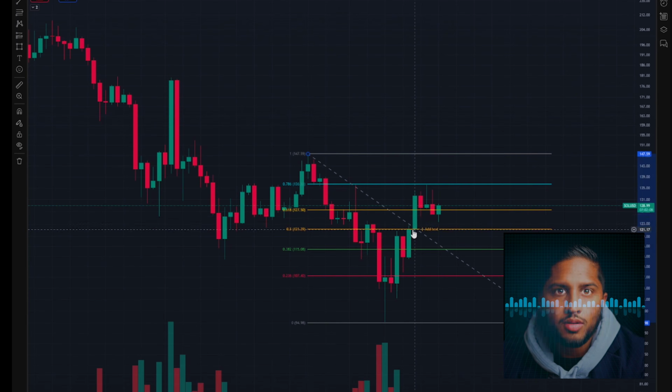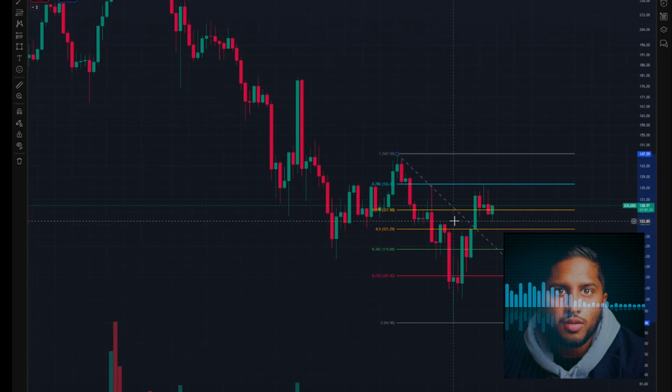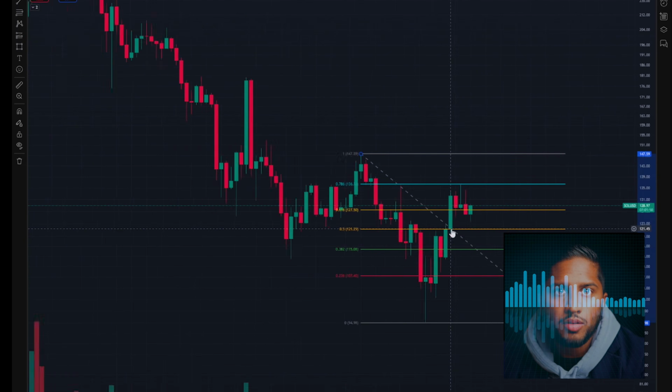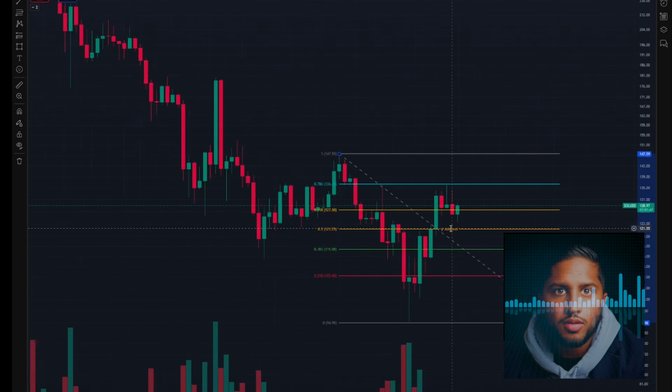If you did enter somewhere around here, you may have gotten stopped out right here if you had a really tight stop loss. But say your stop loss was right here or even a little bit higher, you wouldn't have been stopped out. You would still be in the trade. Now, today is a very bullish day, so this could be a sign of a reversal happening. We don't really know yet.